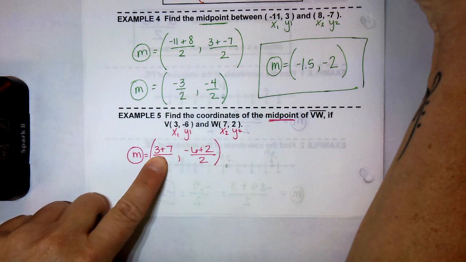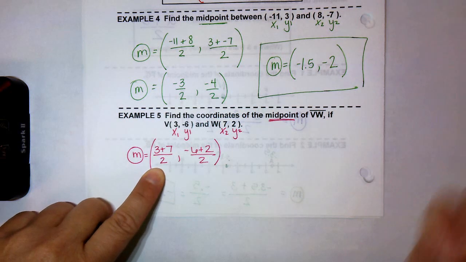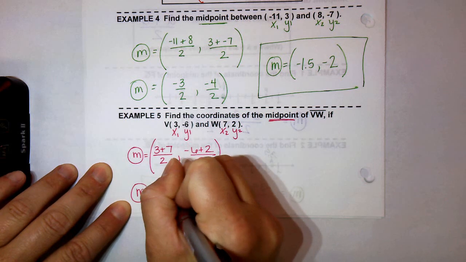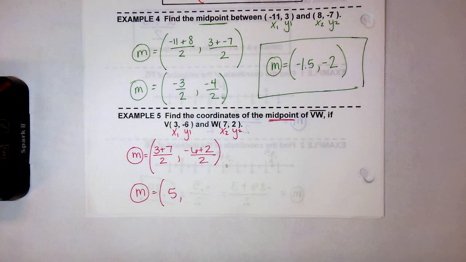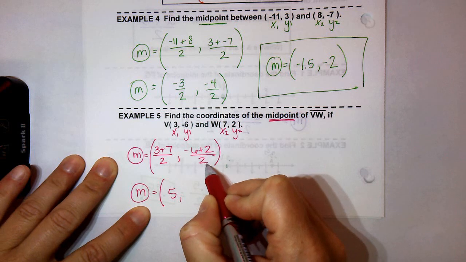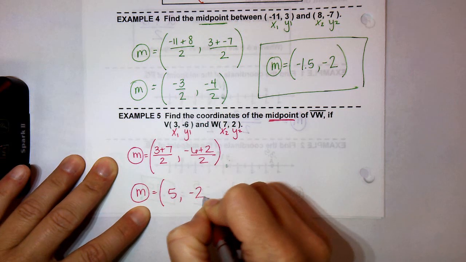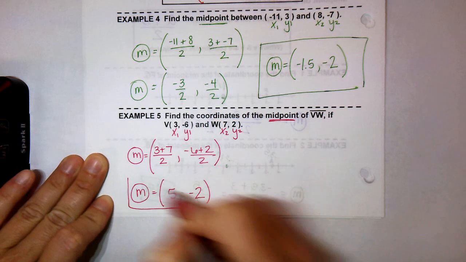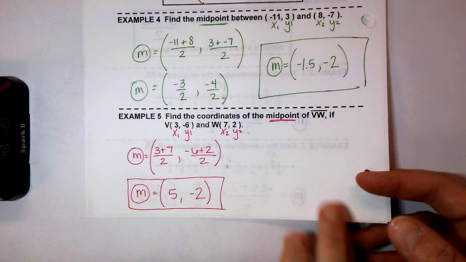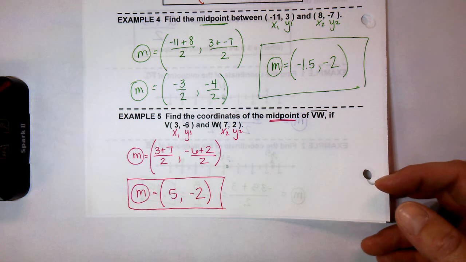Okay, what is 7 plus 3 divided by 2? All right, so my first point, or my first answer, is 5. We did 2 steps in one. Hopefully you were paying attention. Then what about negative 6 plus 2? Negative 4 divided by 2. There we go. That would be my final answer. All right, let's keep rolling. Midpoint's a lot easier, in my opinion, than distance.